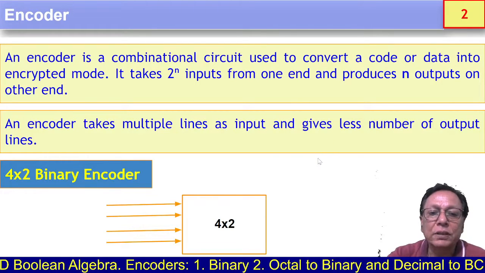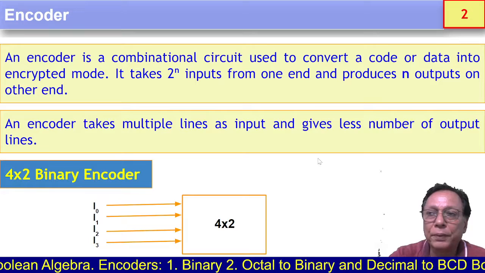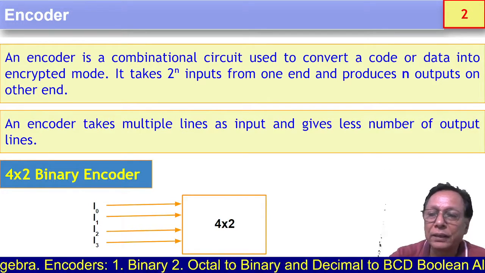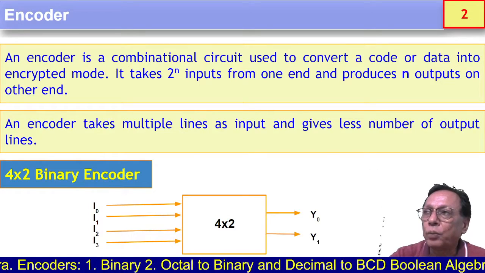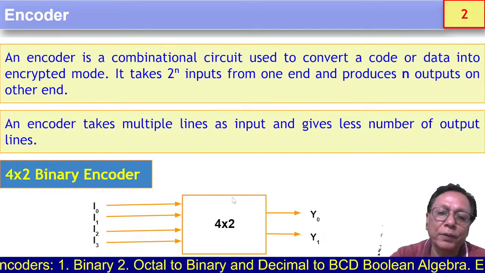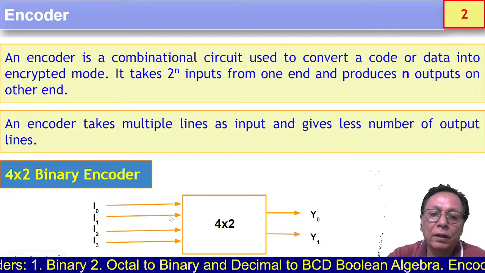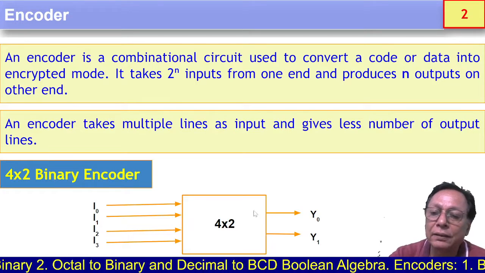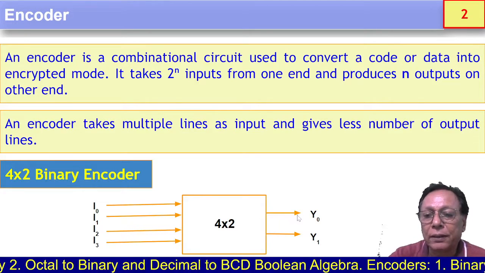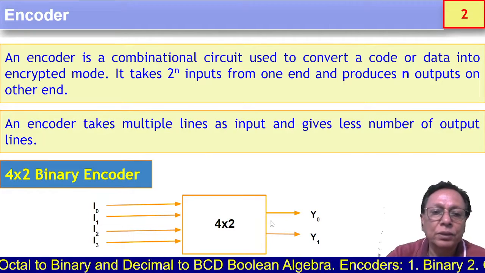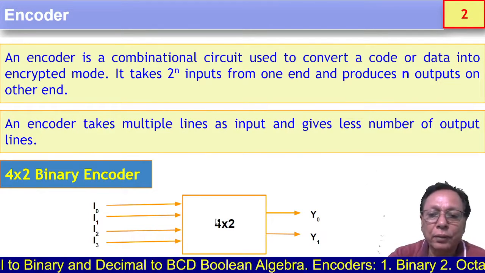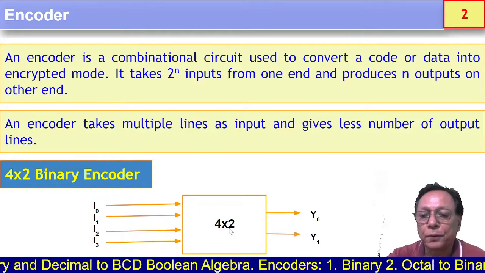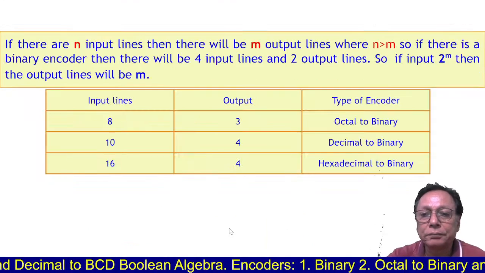So we are going to discuss the 4 by 2 encoder. It means I am giving 4 lines at one end and that encoder will produce 2 output lines on the other end. So if I am giving I0, I1, I2, I3, these 4 lines on one end, I'll definitely get 2 output lines on the other end, right? So this is the 4 by 2 encoder, or you can say binary encoder.